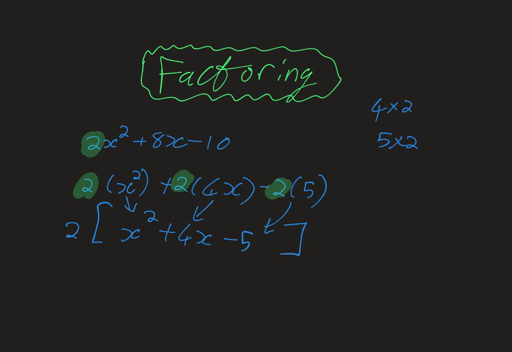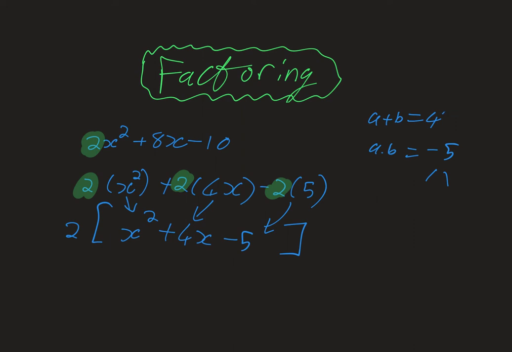Okay, and now, for the time being, we can just ignore the 2 and factorize what's inside these square brackets. So we have a plus b is equal to 4, and a times b is equal to negative 5. Some factors of negative 5 are negative 5 and 1. Negative 5 plus 1 gives us negative 4, and that's not equal to 4, so these are the wrong factors.